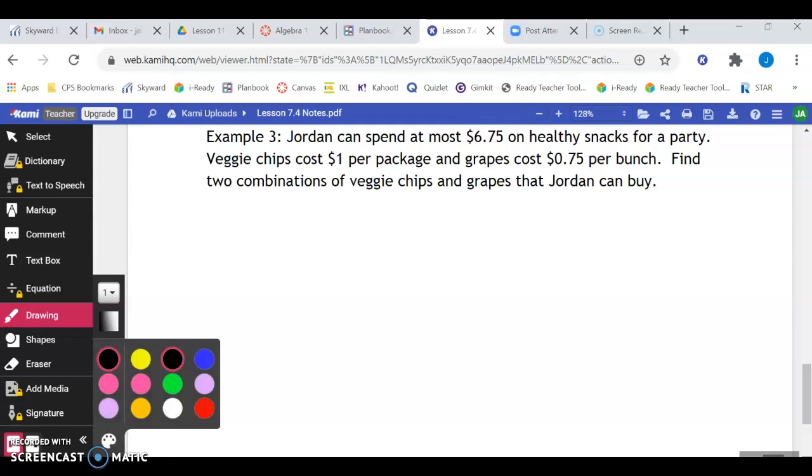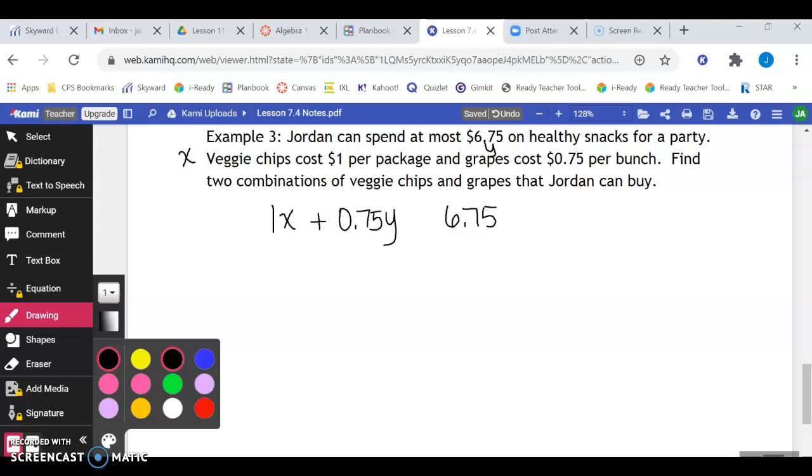So we're going to have to label our veggie chips and our grapes. One is going to be X and one is going to be Y. I'm just going to go in order. The first one was X and the second one was Y. So he's going to pay $1 per package of veggie chips, and he's going to pay 75 cents per bunch of grapes.